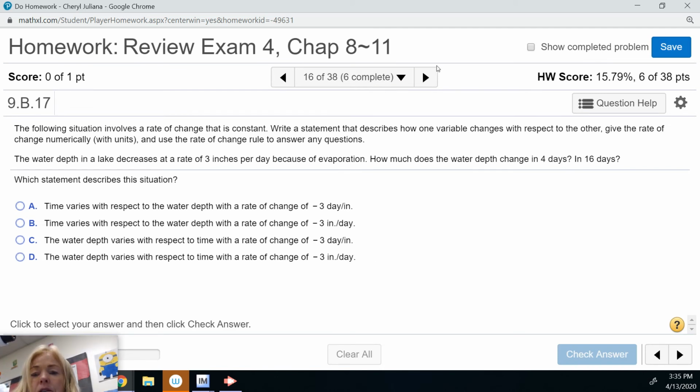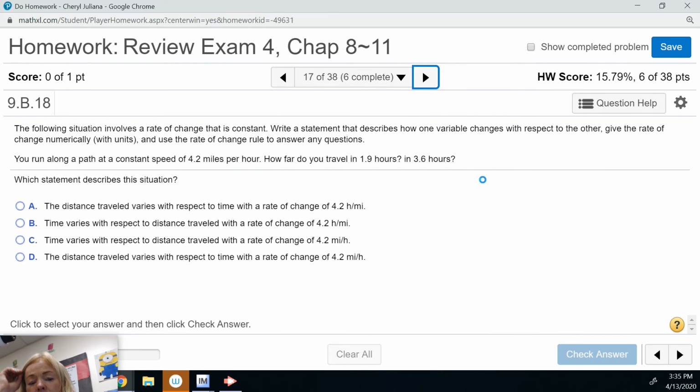So we're going to move over to number 17 here. The following situation involves a rate of change that is constant. Write a statement that describes how one variable changes with respect to the other and give the rate of change numerically with units, and use the rate of change rule to answer any questions. You're running along a path at a constant speed of 4.2 miles per hour. How far do you travel in 1.9 hours and 3.6 hours?